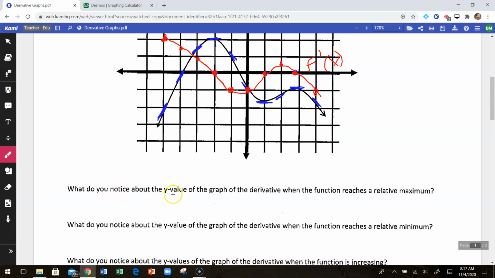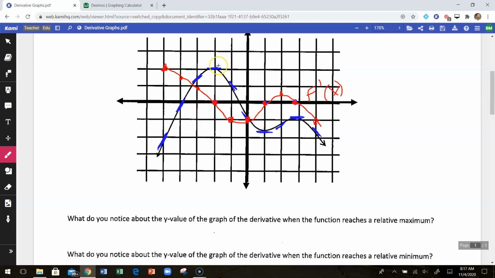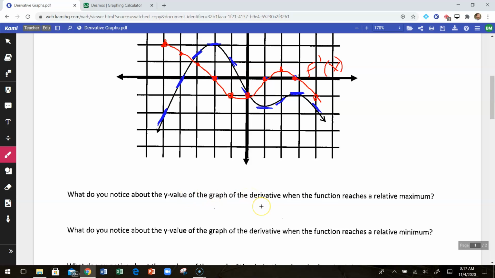So it says, what do you notice about the y value of the graph of the derivative when the function reaches a relative maximum? A relative maximum is this place here where we get to the top where it maxes out. What did you notice about the y value of the graph of the derivative when it reaches a relative maximum? Well, it was 0. And the same for the next question. What do you notice about the y value of the graph of the derivative when the function reaches a relative minimum? That is also 0.